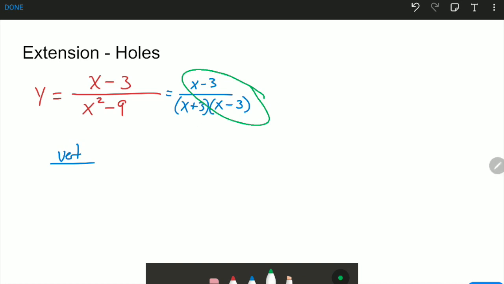If we don't check to see if there's any overlapping factors, we would just go on and set each factor in the bottom equal to 0 and solve, giving us x equals -3 and x equals +3, thinking none the wiser, and then going to graph it, thinking that there would be an asymptote in both.